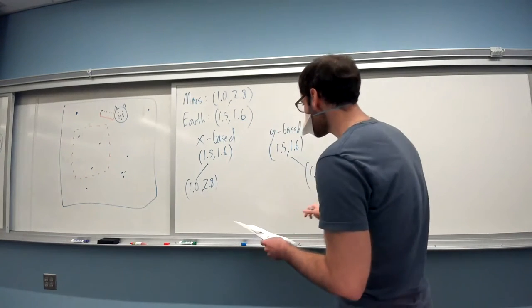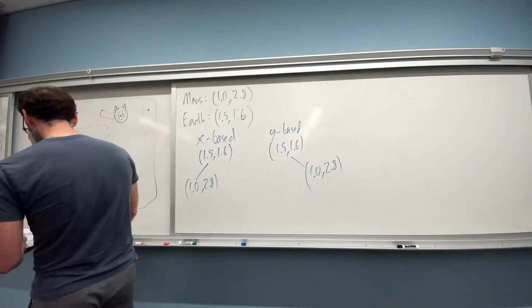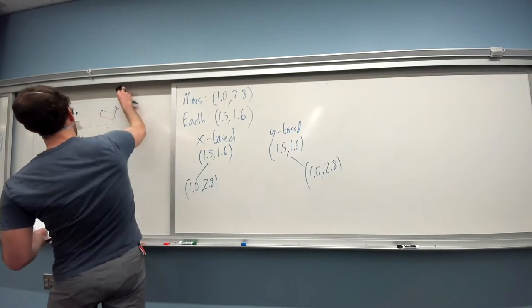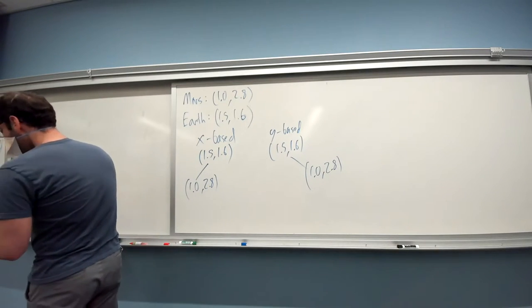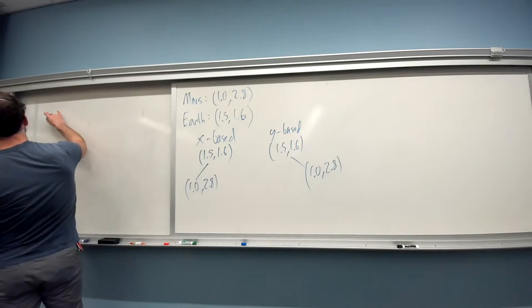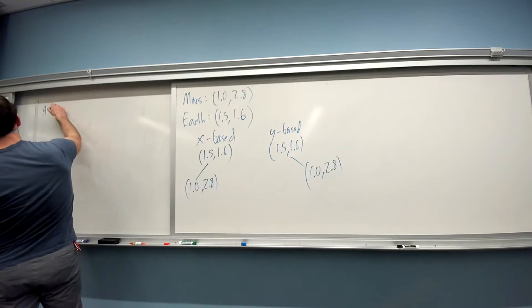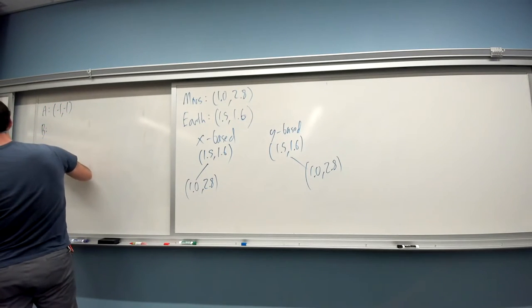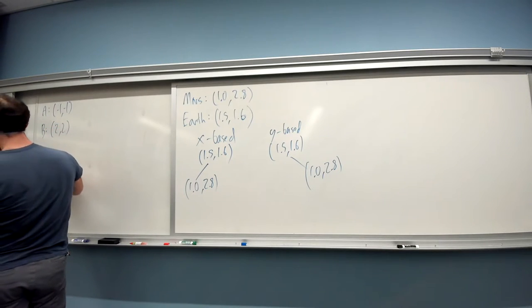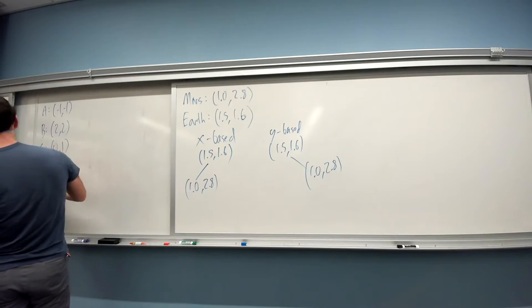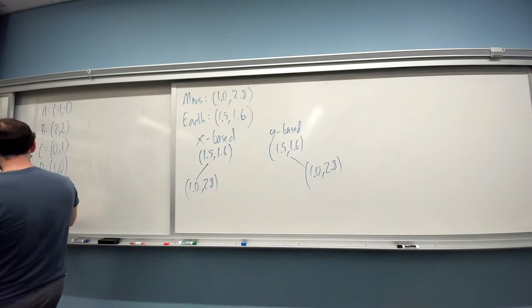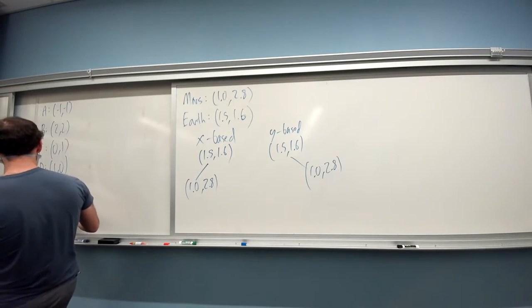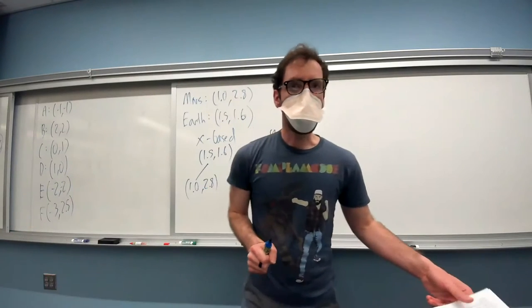All right, so let's do a slightly bigger example. Where we're going to have the following data: A at -1, -1, B at 2, 2, C at 0, 1, D at 1, 0, E at -2, -2, and F at -3, 2.5.